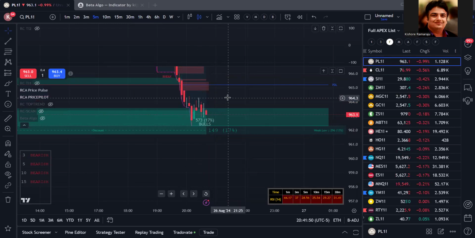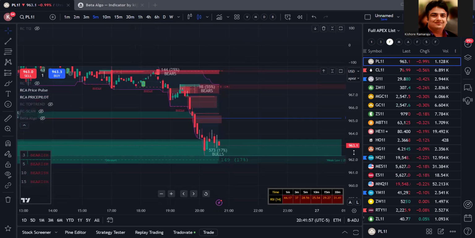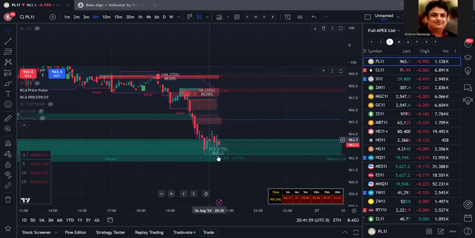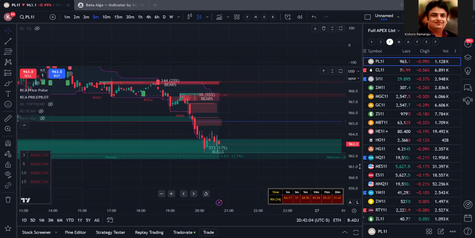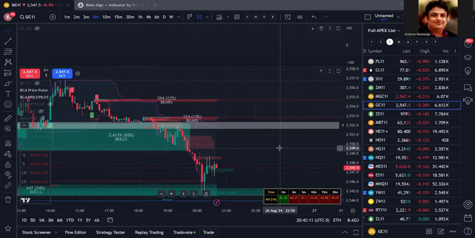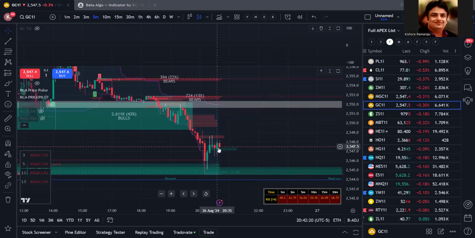Platinum is in discount area. So if it goes somewhere to the top, then it is better to buy and do a short. When it is at the bottom, it is a little risky. Gold is also very bearish. We want it to go minimum till the midpoint.